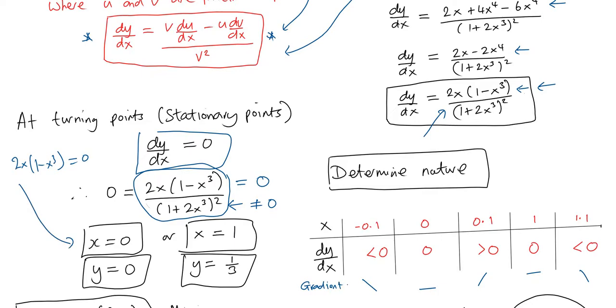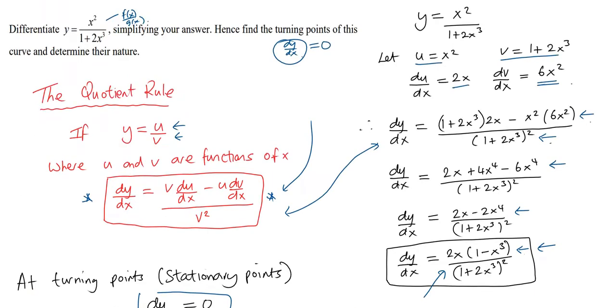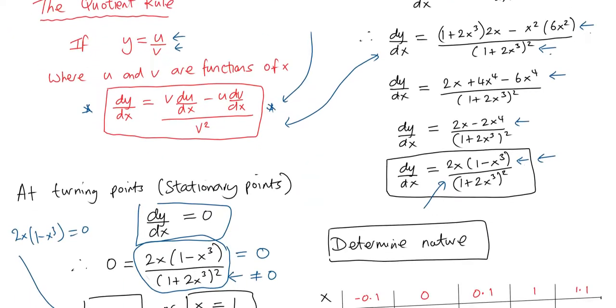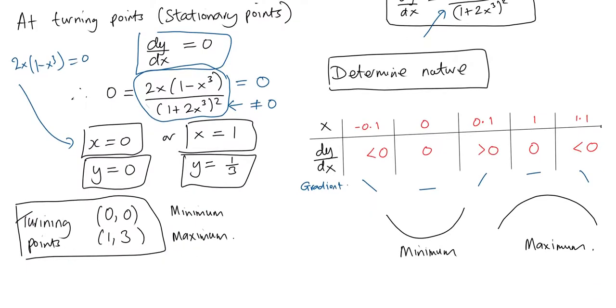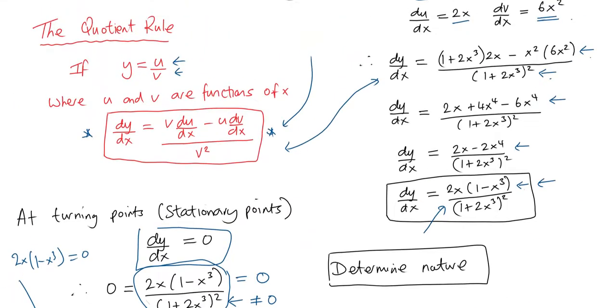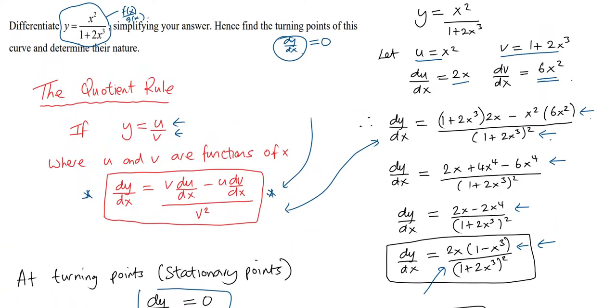Now what we do, we substitute back into the original equation to find out the coordinates. Okay, so we just substitute back into the original equation with x equals 0 and x equals 1, and we're going to get the coordinates of the two turning points, which I've got here. Okay, now it asks in the question, if you look, go back a bit, determine their nature.